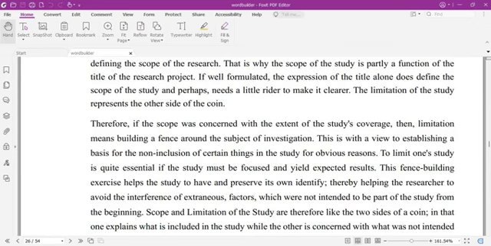This should be identity, not identify. Thereby helping the researcher to avoid the interference of extraneous factors which are not intended to be part of the study from the beginning.